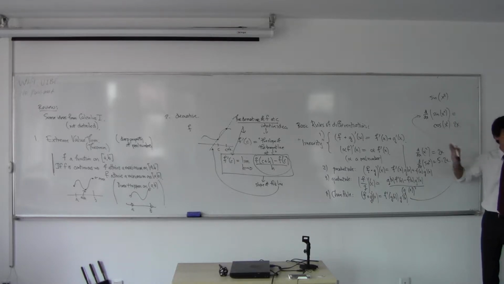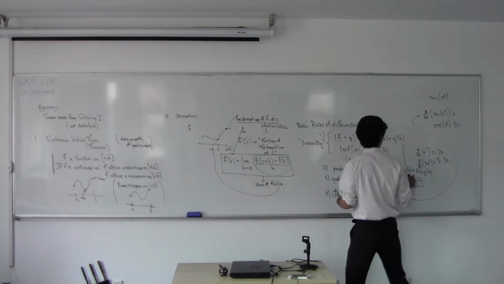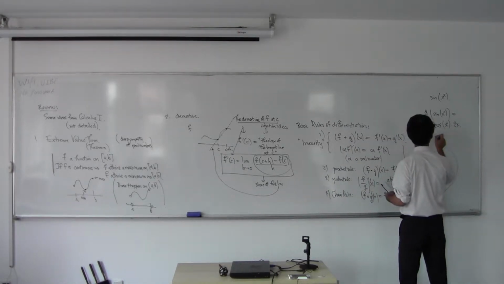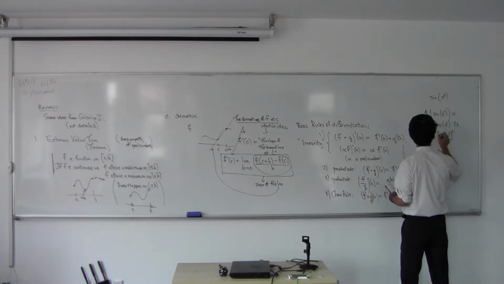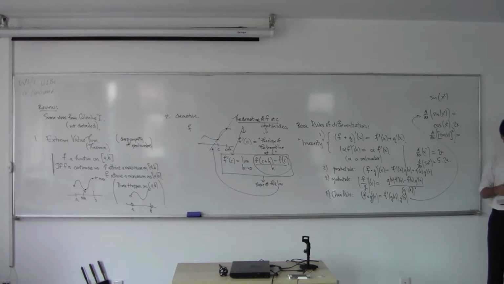That's it. That's the end. You just take this guy times the derivative of this evaluated at here times the derivative of the inside guy. Right. So for example, if I had the derivative of sine x squared, then what would that be? Again, take 10 seconds and write down the answer.